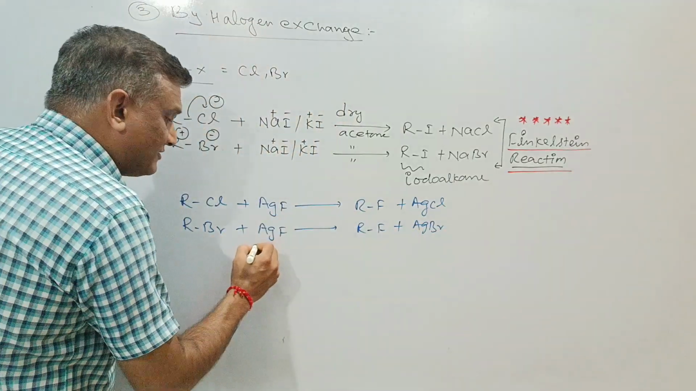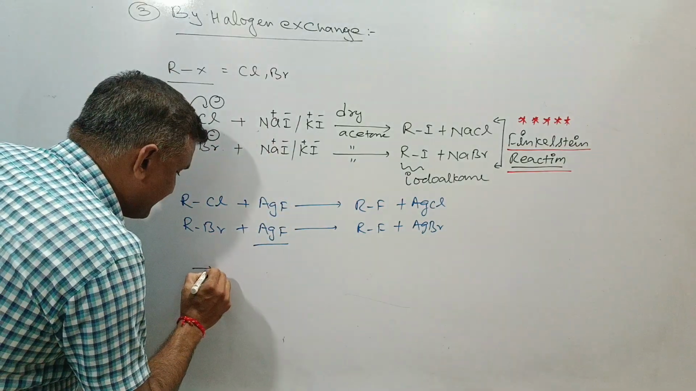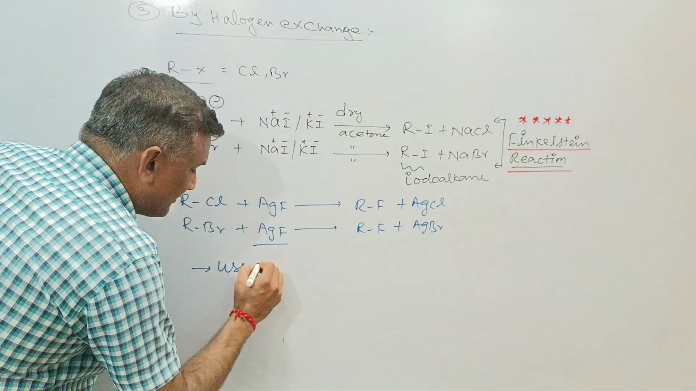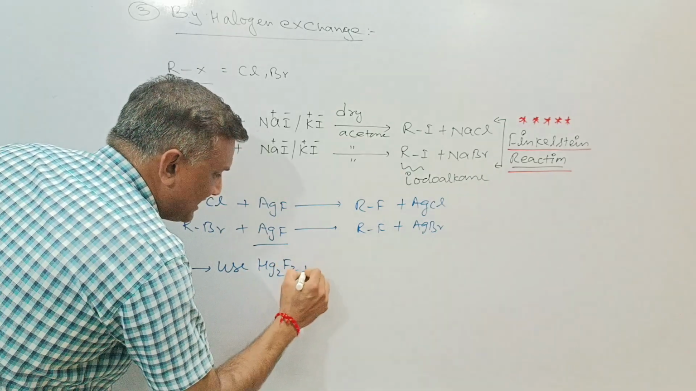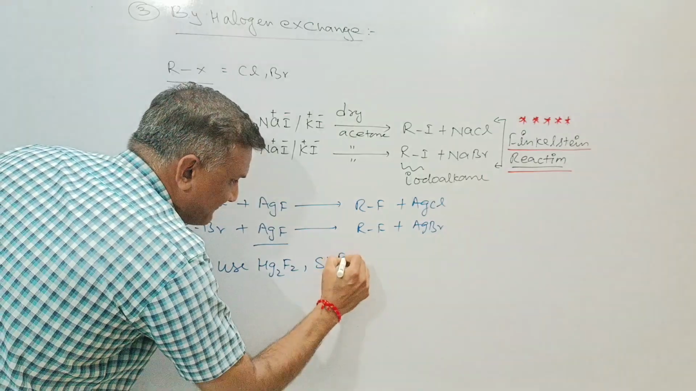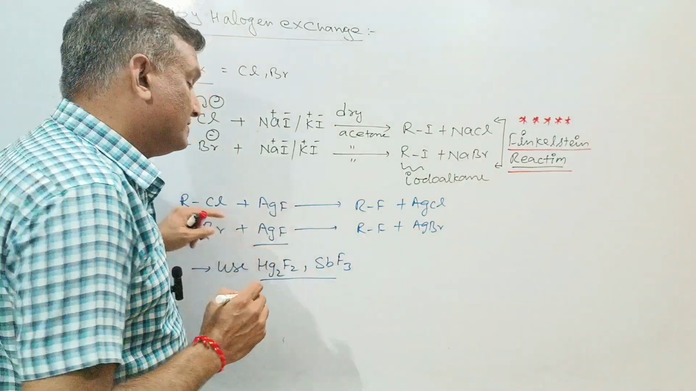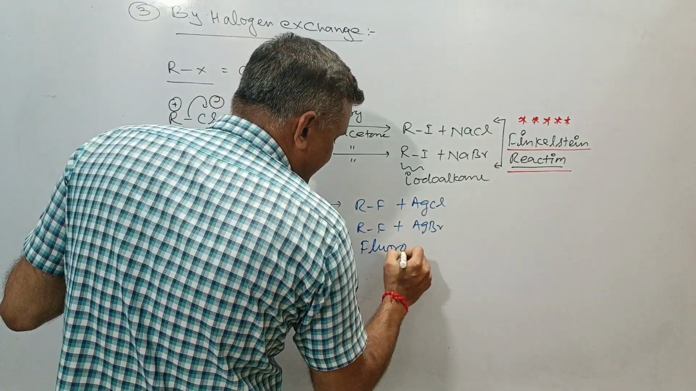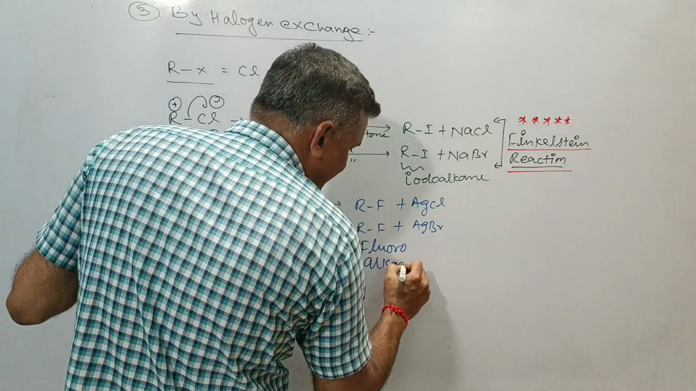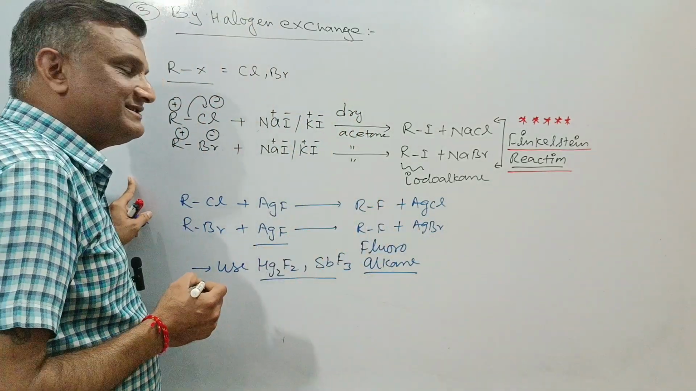In spite of AgF, we can use other reagents as well. One of the important ones is Hg2F2, or SbF3 also. The reaction will be similar to it. There will be formation of fluoroalkane, and the byproducts will be AgCl and AgBr.